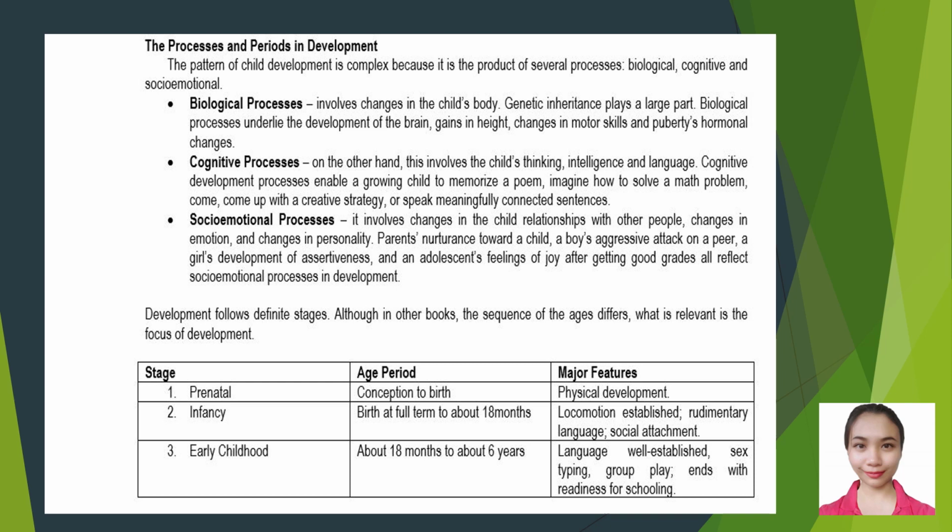Next is the infancy. This is from birth at full term to about 18 months. The major features are locomotion, establishing rudimentary language, and social attachment. So what is happening during this stage? Children learn physical skills necessary for ordinary games, and they also learn to get along with age mates. So they tend to play with those who fall under their age. Next, they also learn an appropriate sex role. And then they also develop fundamental skills in reading, writing, and calculating.